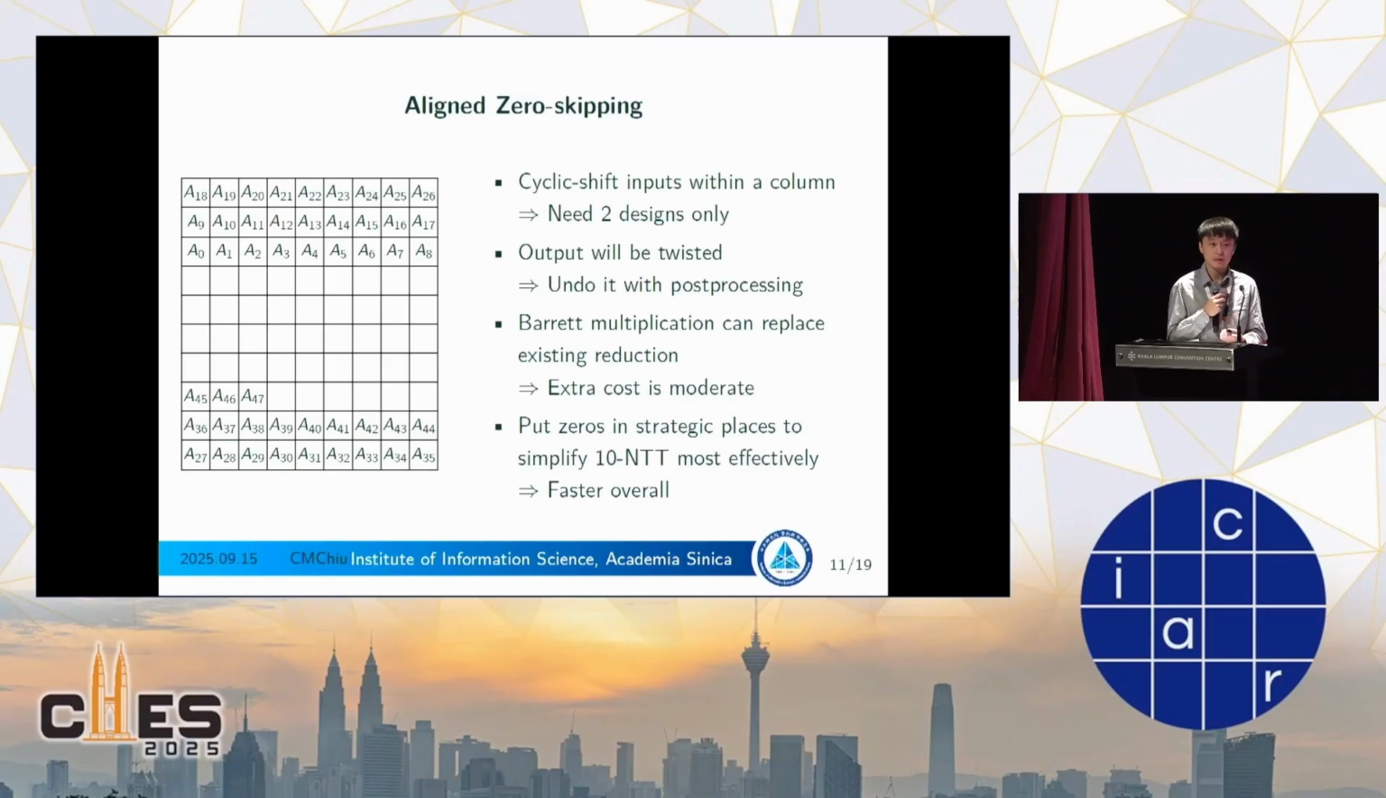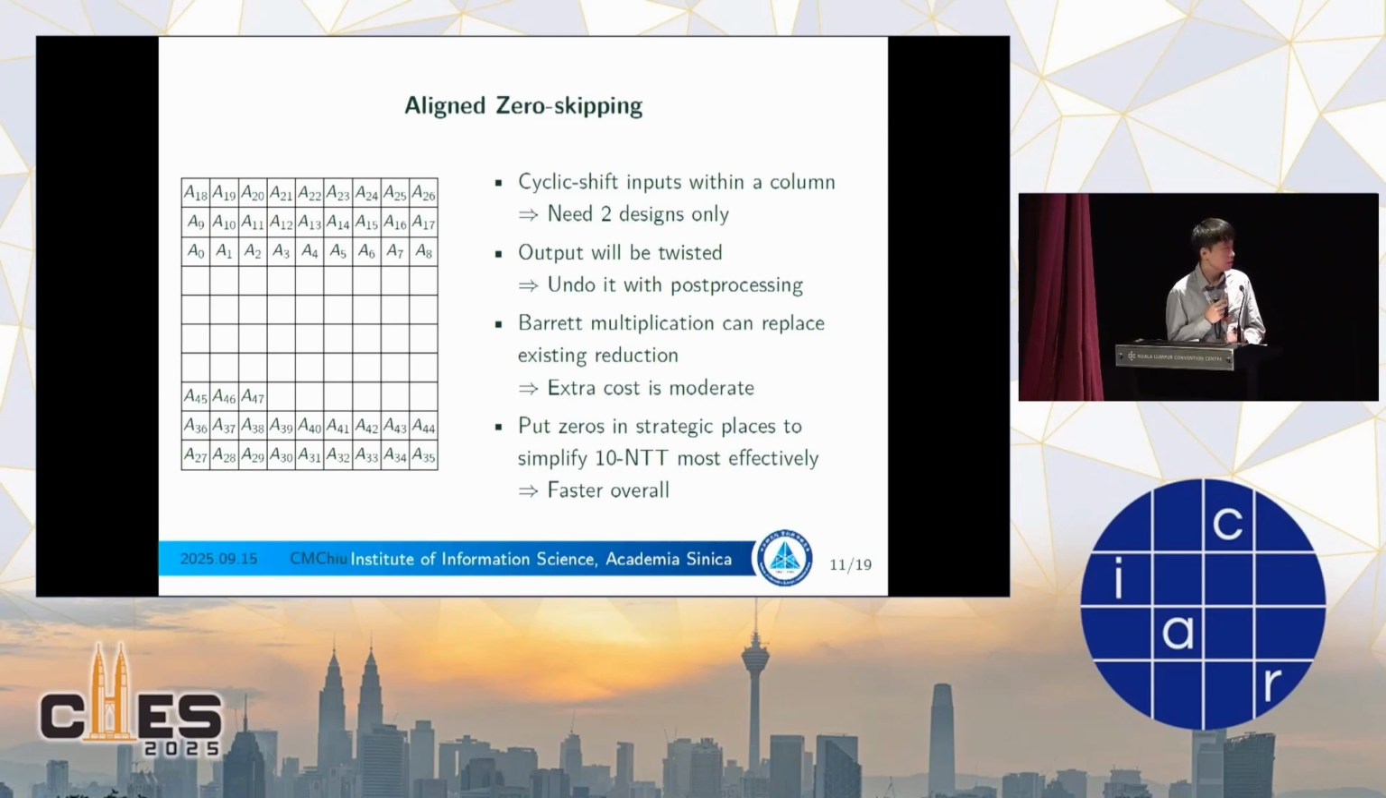Due to the time shifting property of the discrete Fourier transform that translates also to NTT, we know that the output will be twisted, so they are multiplied with a twisting factor, and this can be undone easily with some post-processing modular multiplication.